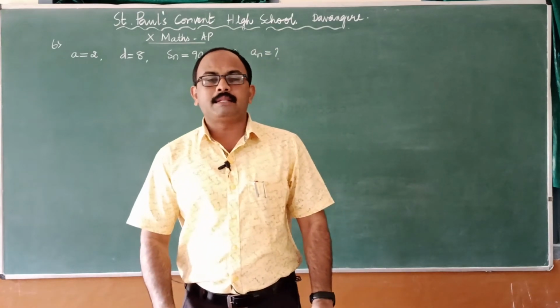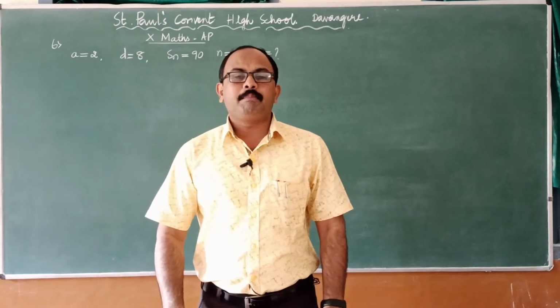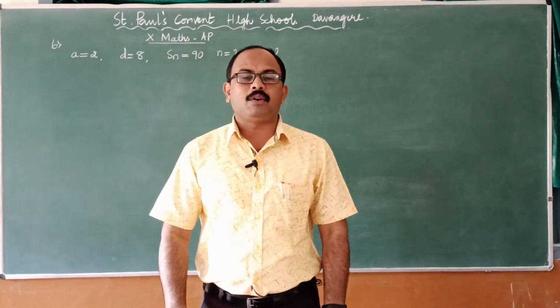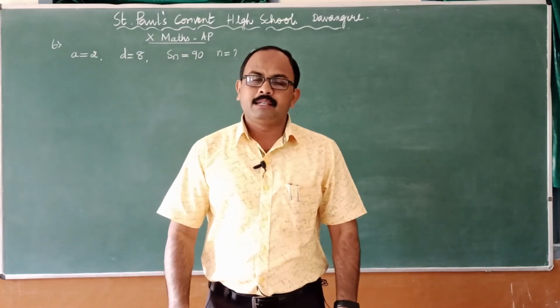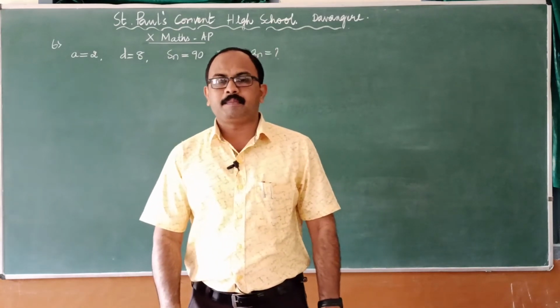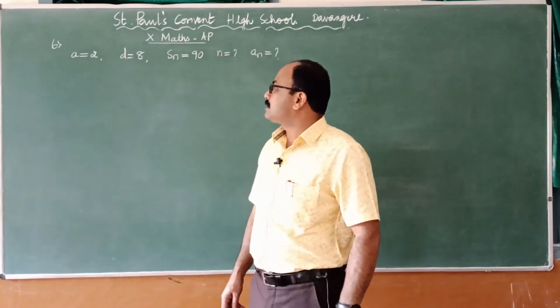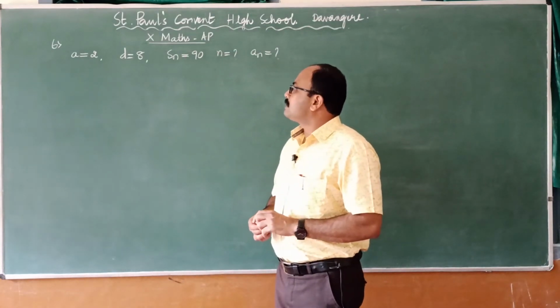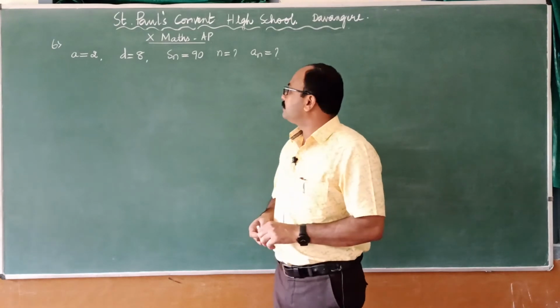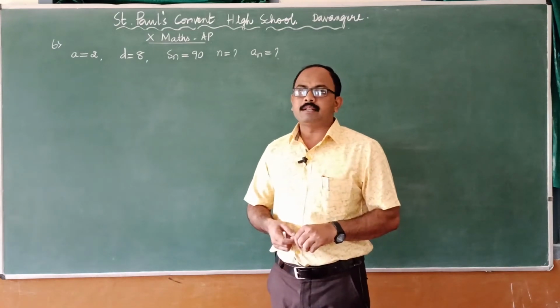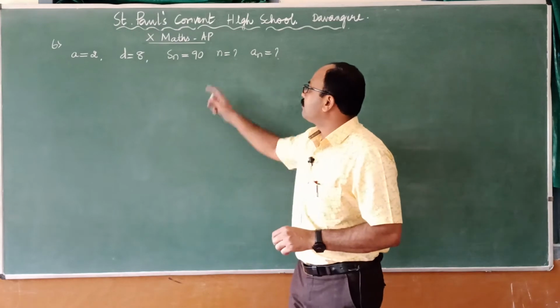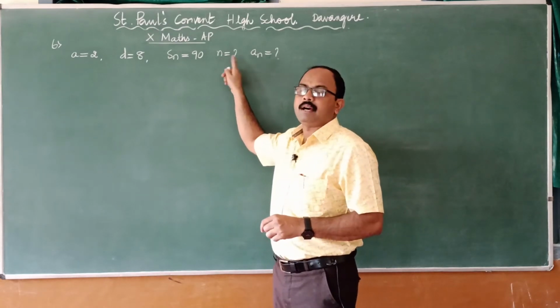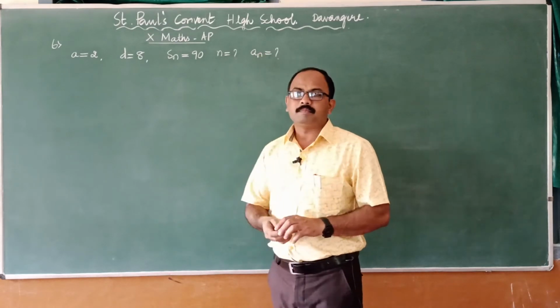Regarding this lesson AP, we have been doing the sums based on exercise 1.3. Let's continue with the same. The sixth sum: the first term is given, the common difference is given, and the sum of n terms is 90. Find the number of terms and find the nth term.